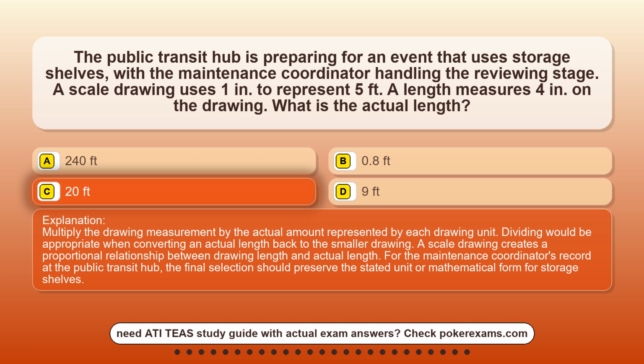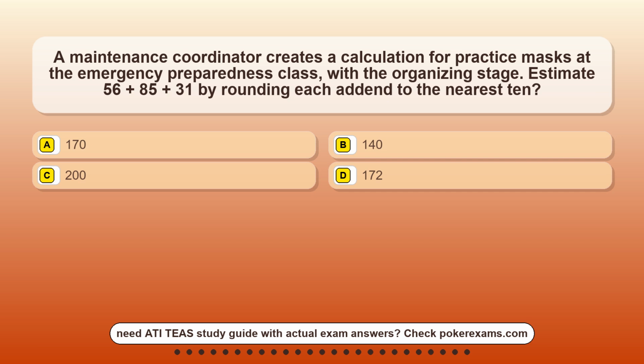For the maintenance coordinator's record at the public transit hub, the final selection should preserve the stated unit or mathematical form for storage shelves. Question 14. A maintenance coordinator creates a calculation for practice masks at the emergency preparedness class, with the organizing stage. Estimate 56 plus 85 plus 31 by rounding each addend to the nearest 10.